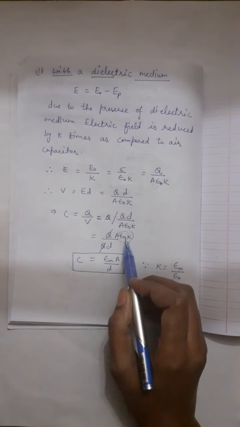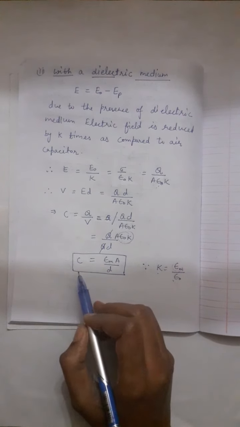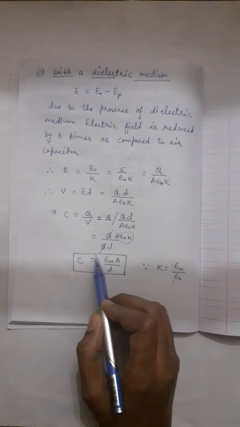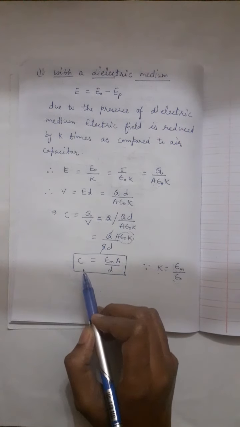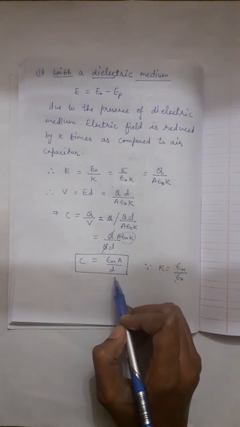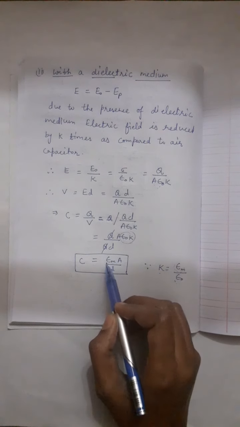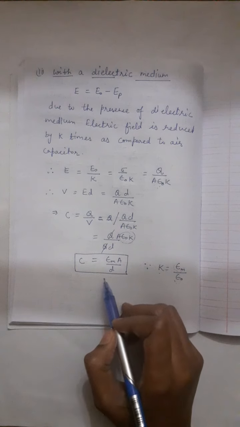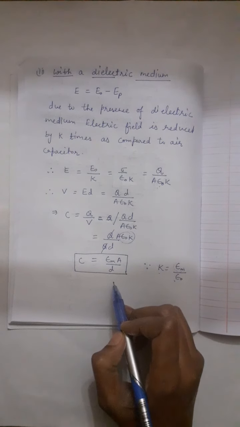Here we have used this value. So the capacitor having the dielectric medium will have the capacitance C is equal to epsilon m A upon d, where epsilon m is the permittivity of the medium, A is the area of the parallel plate, and d is the distance between the two plates.